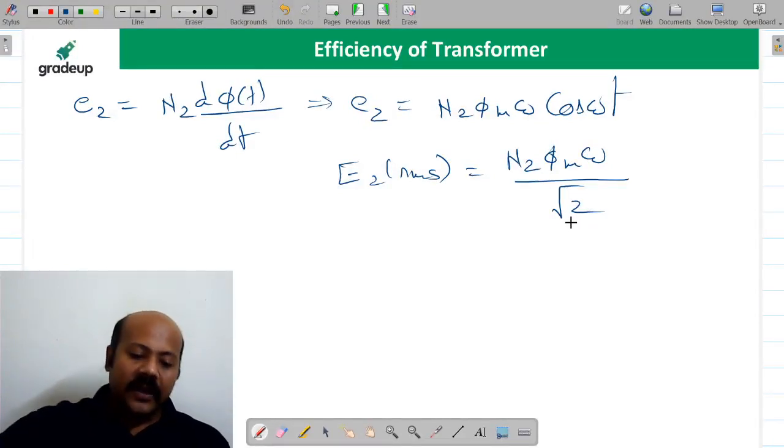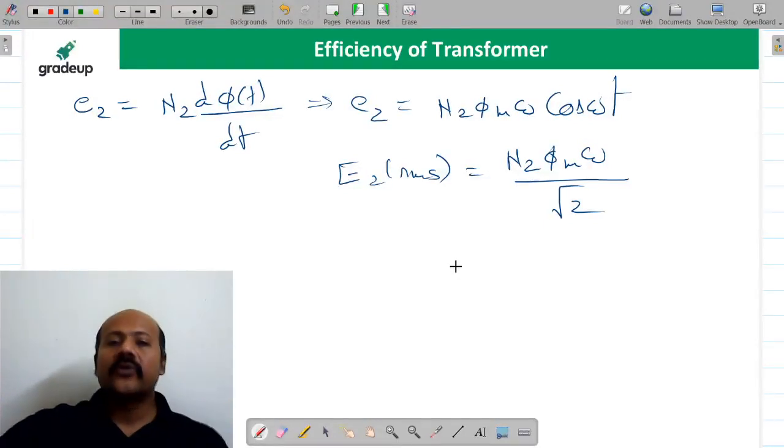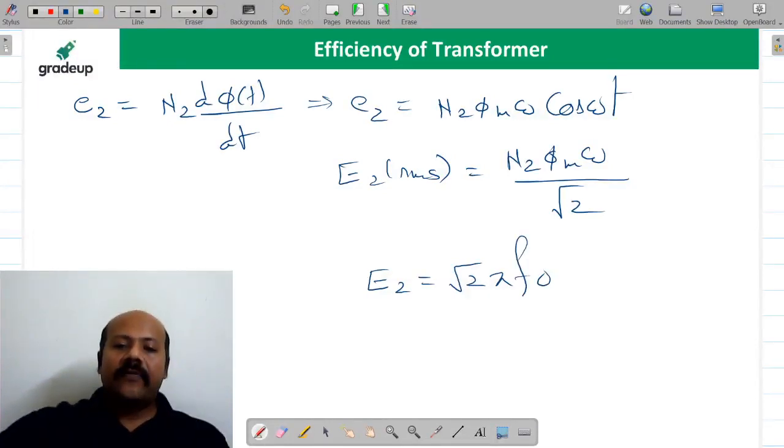Yes, Aditya Nanda, you can write 4.44 also, that is also correct, no problem. That is the approximate value of root 2 pi, because the exact value of pi is not possible. So similarly your E2 is going to be root 2 pi f phi m N2.